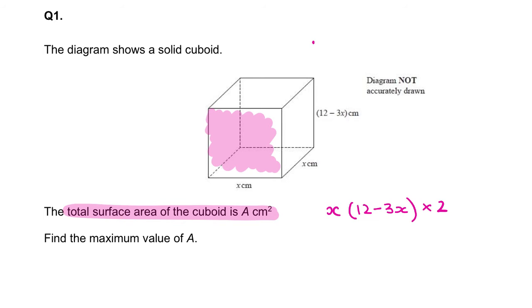Then I'm going to add the side face, which I'm going to multiply by 2 again. And this is also x lots of 12 minus 3x times 2. Plus, and then lastly, the last face is the top and the bottom, which is x times x. And again, we're going to multiply that by 2. This is how I'm going to work out the surface area. So I'm going to expand and simplify all of this to work out the surface area.